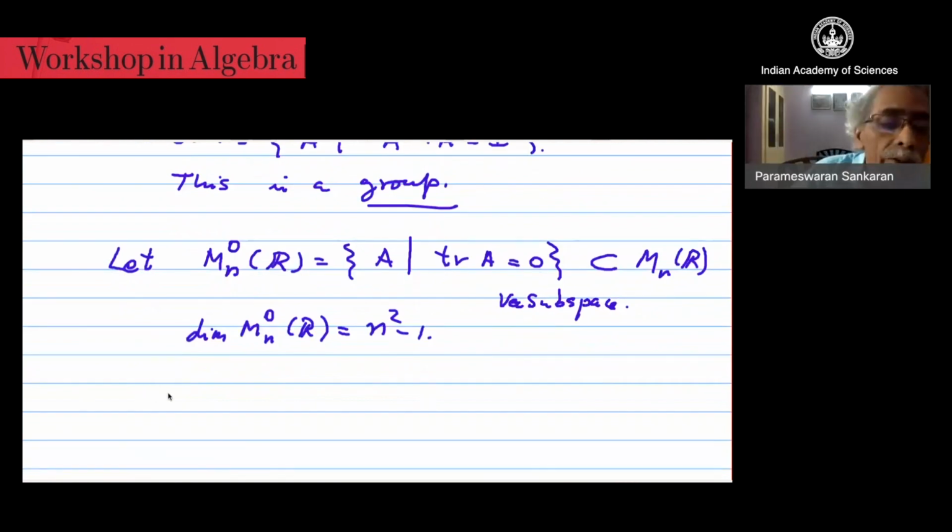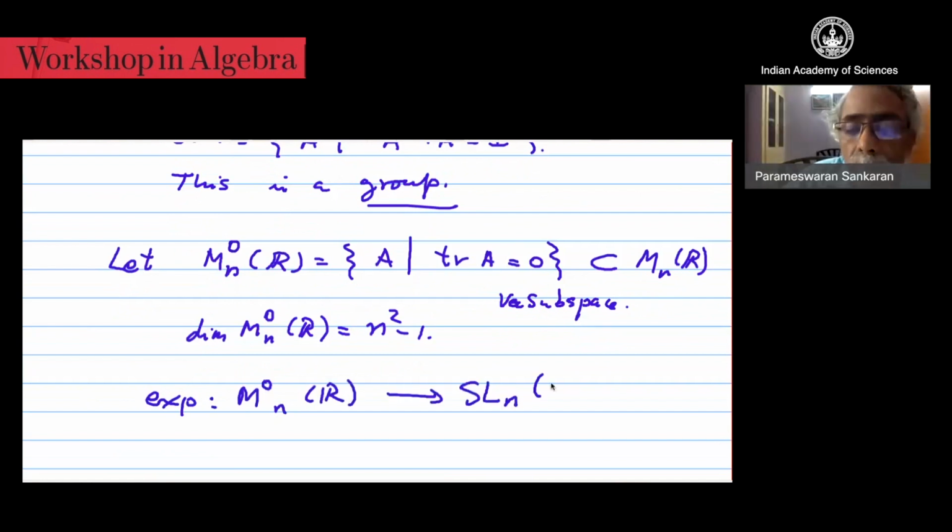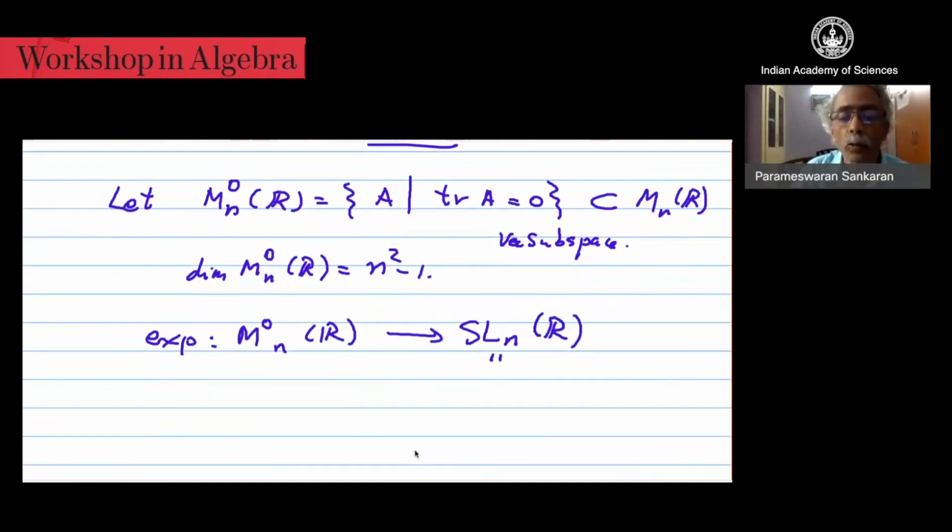Now we already saw that the exponential maps M0n(R) to which space? SLn(R). And what is SLn(R)? This is what is called the special linear group. Like GLn, the general linear group, this is the special linear group, the space of all matrices A such that the determinant of A equals 1. And here I could also work with complex numbers, the definition is the same, and so on.